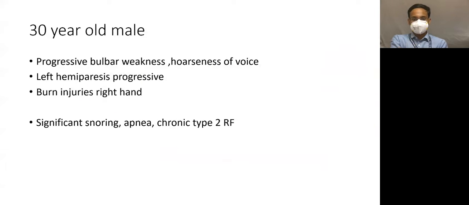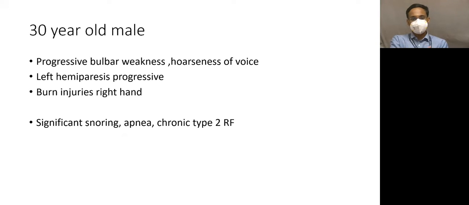So this is another gentleman who was admitted to the neurology ward with a history of progressive bulbar weakness, with difficulty in speaking, hoarseness of voice, nasal regurgitation, and then subsequently developing progressive hemiparesis of the upper limb and the lower limb over 2 years, and then painless burn injuries over the right hand. Apparently, he had coffee spilling onto his hand, and he did not realize that he had burnt his hand.